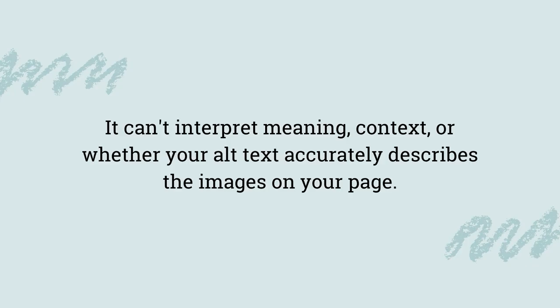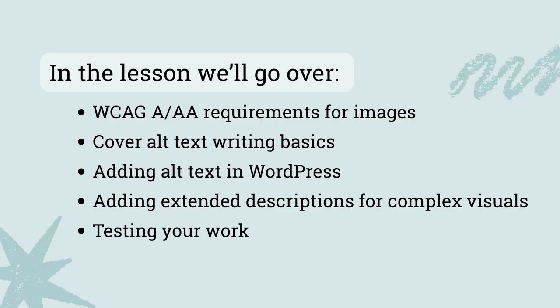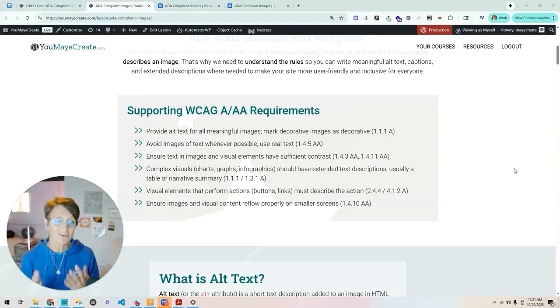on your page. And that's why we need to understand the rules, so that way we can write meaningful alt text, captions, and extended descriptions where they're needed to make your site more user-friendly and inclusive. In this lesson, we're going to go over the WCAG A and AA requirements for images, and we will also cover alt text writing basics, adding alt text in WordPress, adding extended descriptions for complex visuals, and testing your work. So let's start at the top with the WCAG requirements.